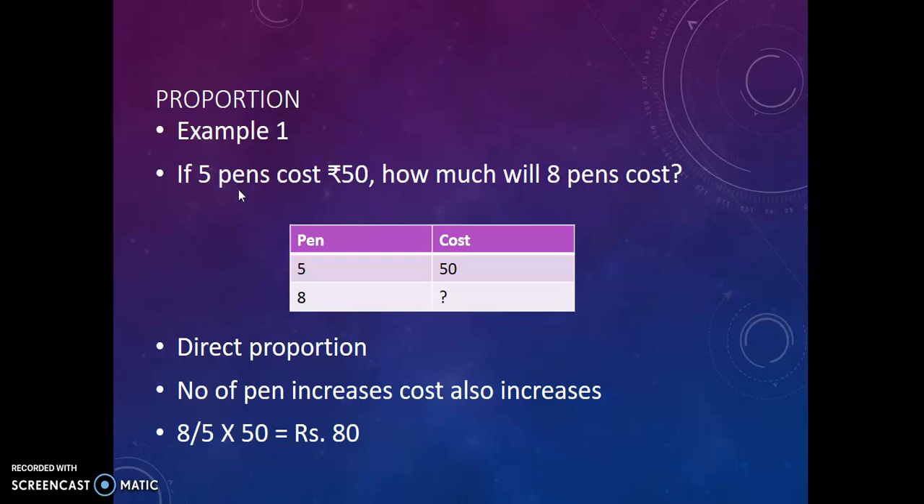If 5 pens cost ₹50, how much will 8 pens cost? So this is an example of direct proportion. So the number of pens increases, the cost also increases. So 8 by 5 into 50 is equal to 80. So the cost of 8 pens is ₹80.